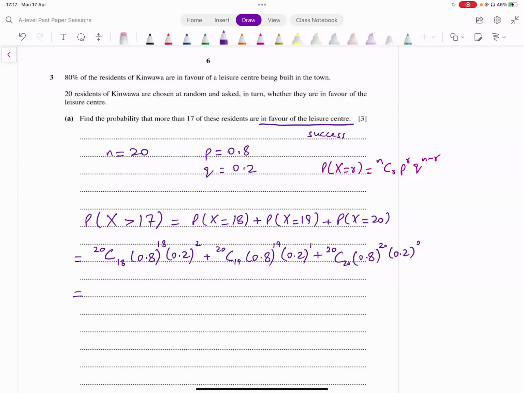Now you have to evaluate these numbers. It's recommended that you write down these terms individually. उससे फायदा ये होगा कि अगर आपका आंसर for some reason एंड पे गलत भी आ जाता है, आपको ज्यादा पार्शियल मार्क्स मिल जाएंगे अगर आपने स्टेप्स शो किए होंगे. अच्छा, तो 20C18, इसके अलावा आपको कैलकुलेटर में डालते हुए ब्रैकेट्स यूज करने पड़ेंगे, अदरवाइज आपका एरर आ जाएगा कैलकुलेटर पे. 20C18 into 0.8 raised to power 18 into 0.2 raised to power 2. ये आप देख लें फर्स्ट वैल्यू.